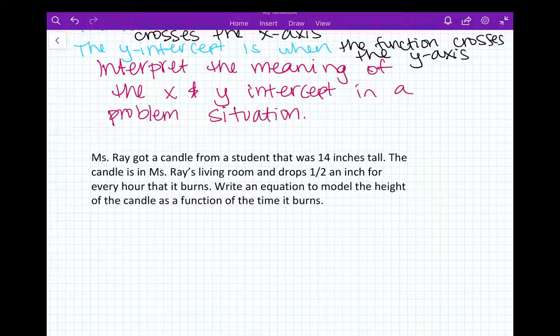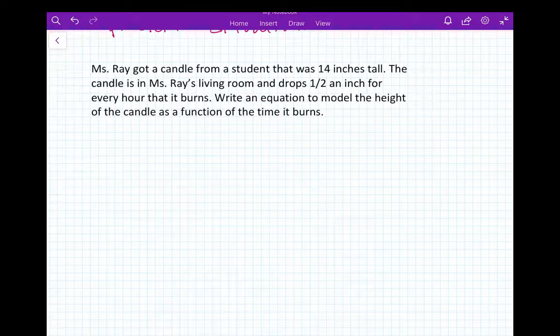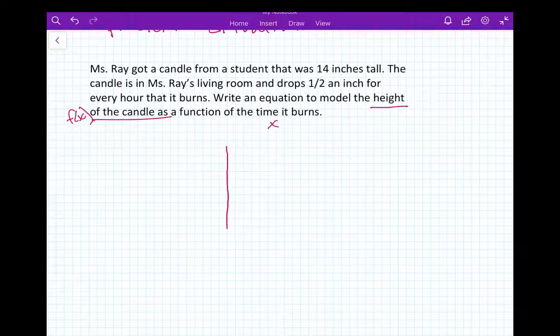Now what we're going to do is interpret the meaning of the x and y intercept in a problem situation. So the problem is Miss Ray got a candle from a student that was 14 inches tall. The candle is in Miss Ray's living room and drops ½ an inch for every hour that it burns. Write an equation to model the height of the candle as a function of the time it burns. So the height of the candle is my f of x, or my y, and the time is my independent variable, my x. So I'm going to go ahead and draw my graph here.